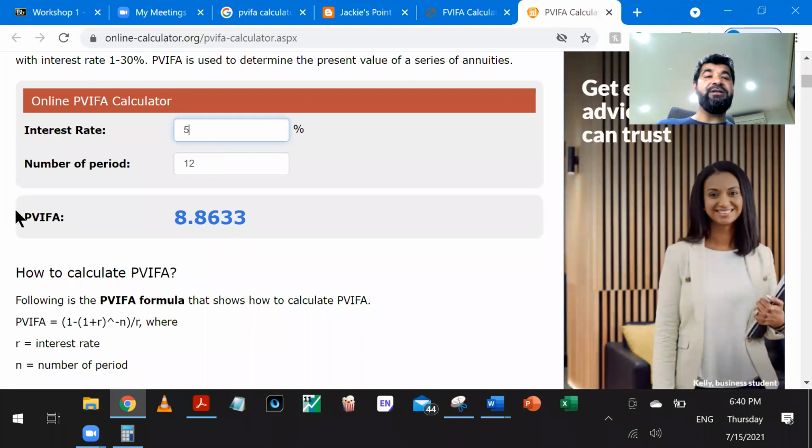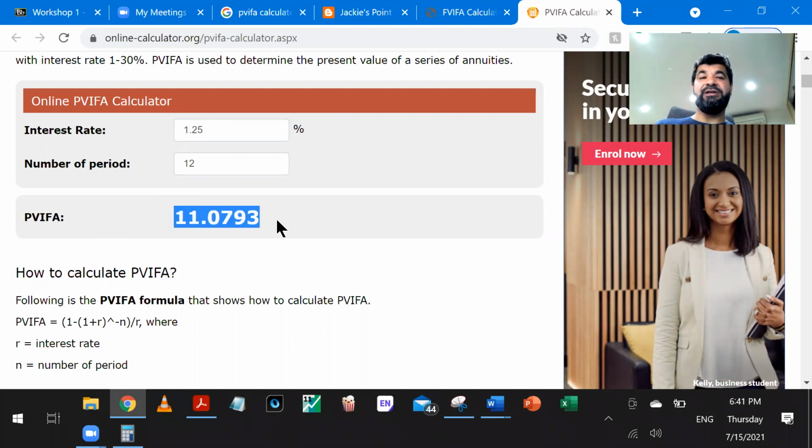Interest rate 5%. Interest factor they give you. Look, when there's an interest factor, that means this number is not actually calculated with the payment. Okay, let's say it's not 5, it's 1.25%. The interest factor will be this.